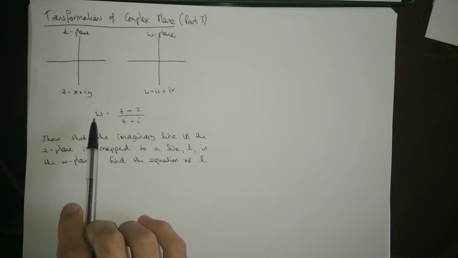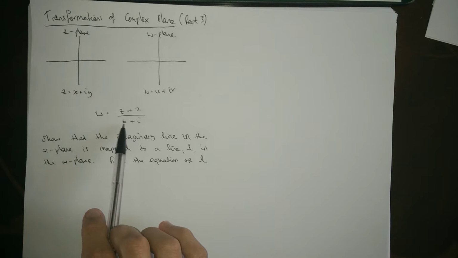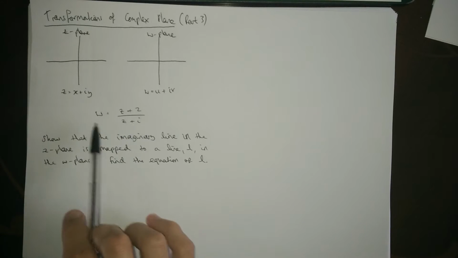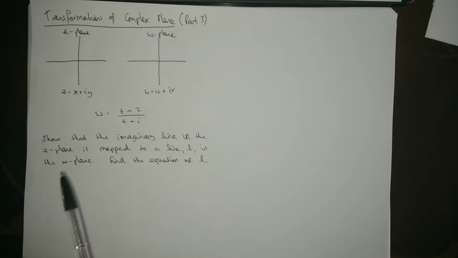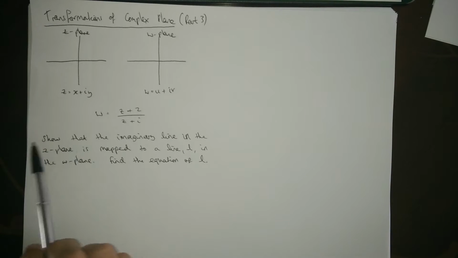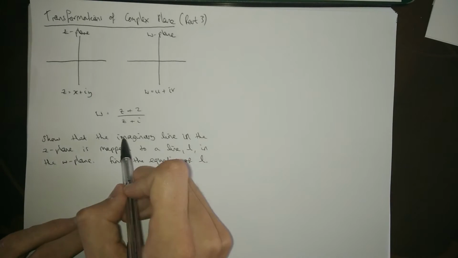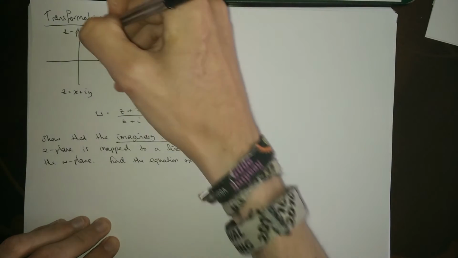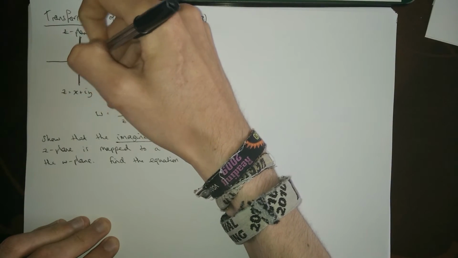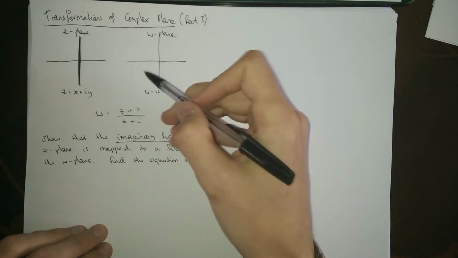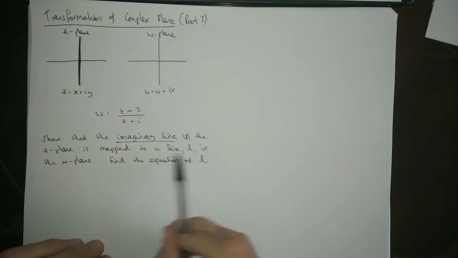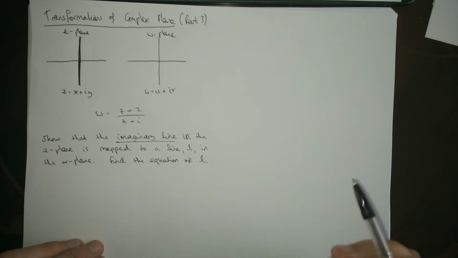So we've got a new transformation here, w is equal to (z plus 2) over (z plus i). It's another Mobius transformation, linear term top, linear term bottom, contains some complex numbers like i. That's okay, it's allowed. Show that the imaginary line in the z-plane, so that's this line over here, is mapped to a line L. A line this time rather than a circle, could go to either one, in the w-plane. Find the equation of L.